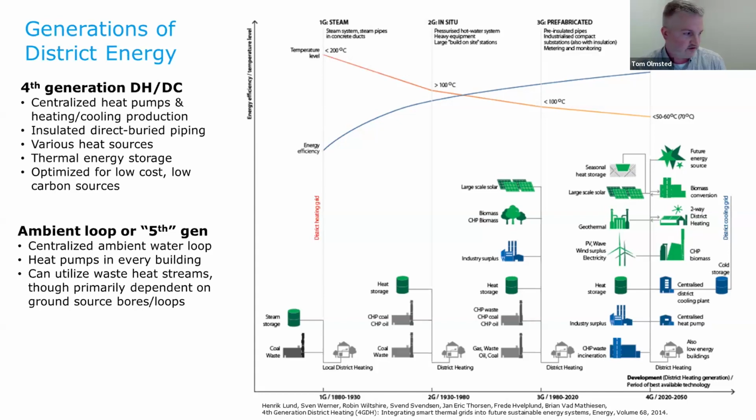With ambient loop systems, rather than sending hot and cold water to buildings, you're sending lukewarm or ground temperature water to buildings, and each building would have a heat pump utilizing that as a heat source. So the heat is then distributed back and forth through that ambient loop, usually in a networked geothermal type system, but it can also utilize other heat sources as well.